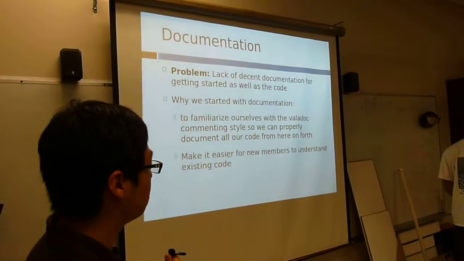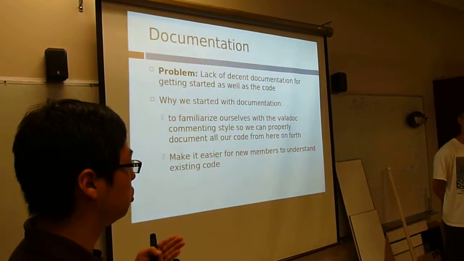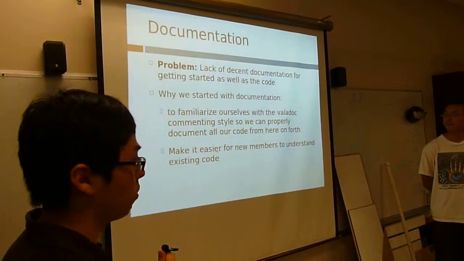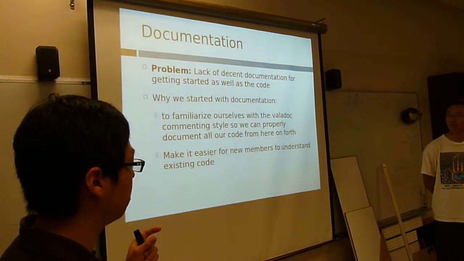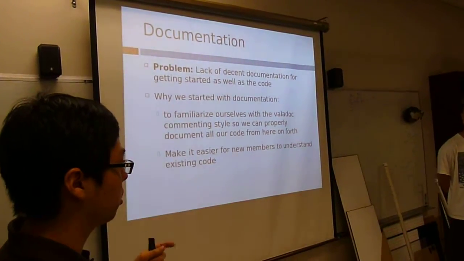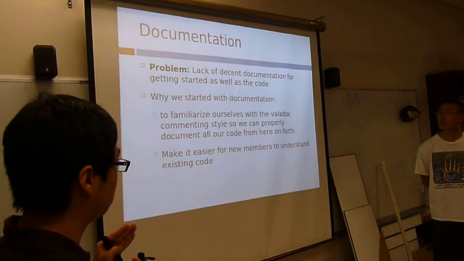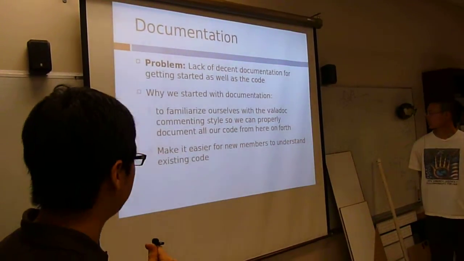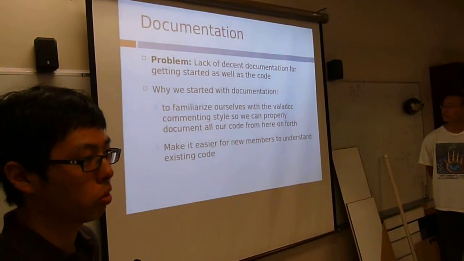So the reason why we started with documentation is so we can all familiarize ourselves with the commenting style, because the way Valadoc works, which is the documentation generator for the software that we're coding up, you have to follow a strict sort of style. If there's an extra space in between two asterisks or something, it'll complain and it won't create documentation for it. So there's a sort of strict guideline that you have to follow. And also, like I said, we need to make it easy for new people who are joining the project to understand what we're actually creating.